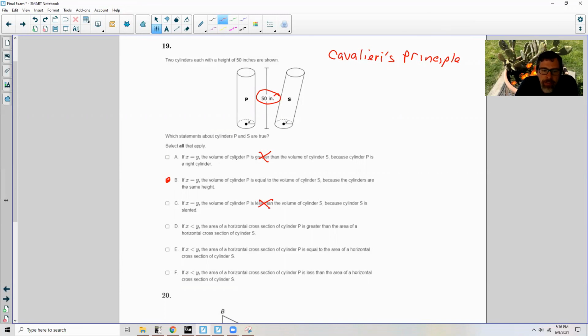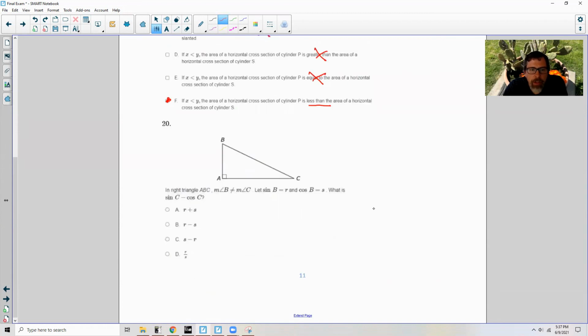D, if X is less than Y, the area of the horizontal cross section of P is greater than? No. P contains X. If X gets smaller, then the volume gets smaller. So it's not greater. If X is less than Y, the area of the cross section of P will be equal to? No, it won't. If X is less than Y, the area of the horizontal cross section will also be less than. And that answer is F, simply because area and volume go hand in hand. All right, number 20.